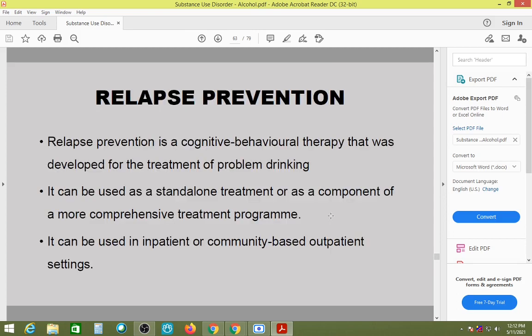So how do we help them to stay motivated, or how do we enhance their motivation? Now let's see what is there in relapse prevention. Relapse prevention is a cognitive behavioral therapy that was developed for the treatment of problem drinking. Each and every person drinks because of many factors, and they have their cognition, right? So they need CBT. MET and CBT go hand in hand. CBT is cognitive behavior therapy.